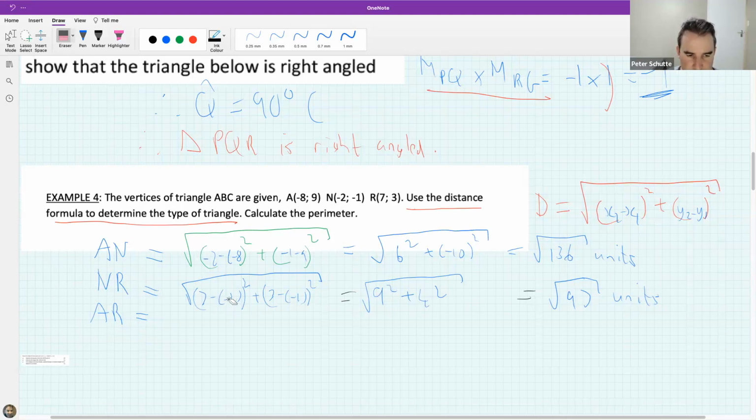So 7 minus 2 is 9, and then 9 squared is 81. And then 3 minus 1 is 3 plus 1, which is 4, and 4 squared is 16. So if you want to see the intermediate step, I get 81 plus 16, which is how I get that.